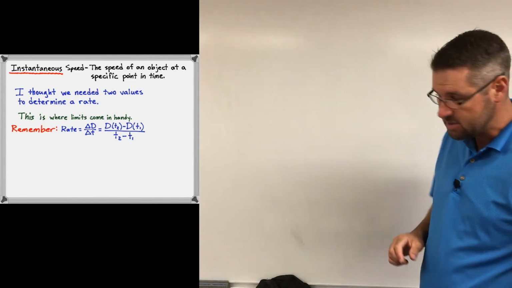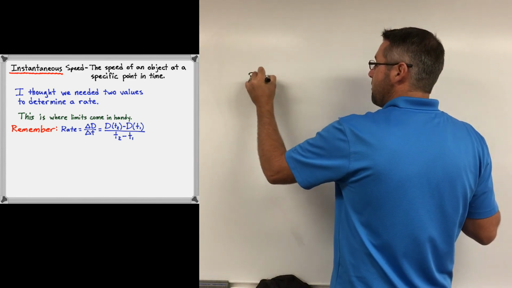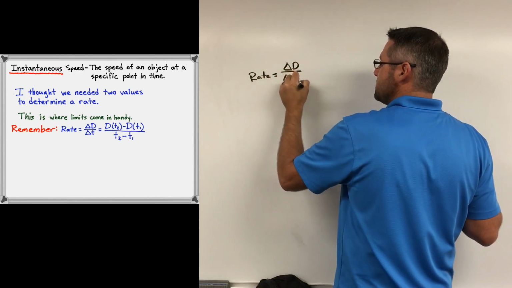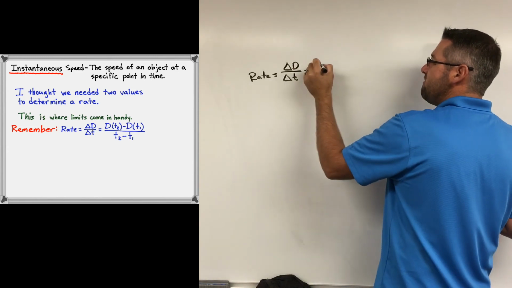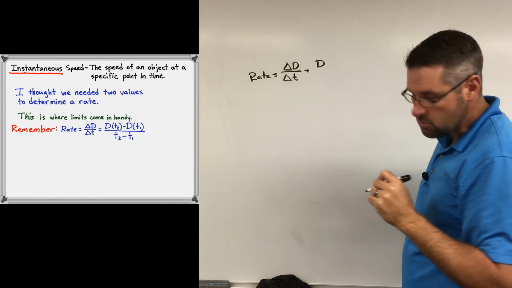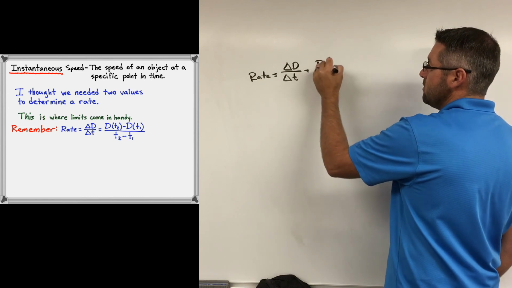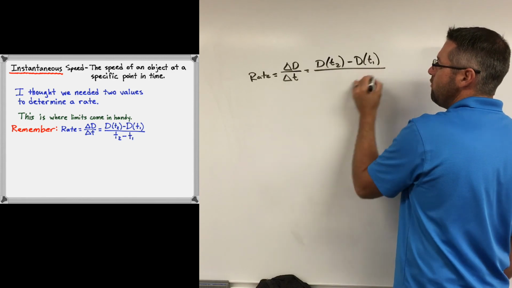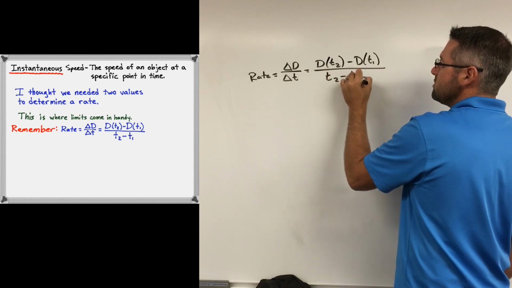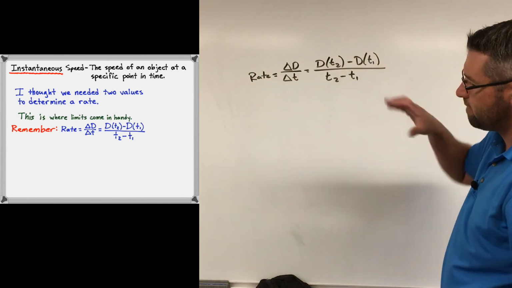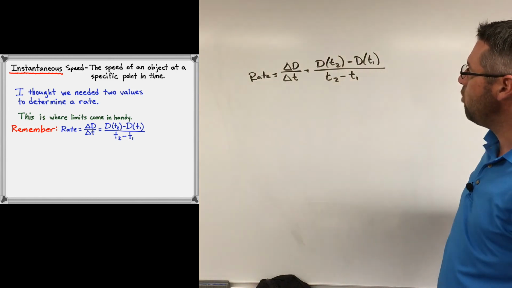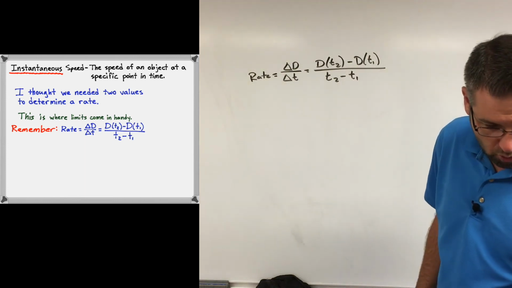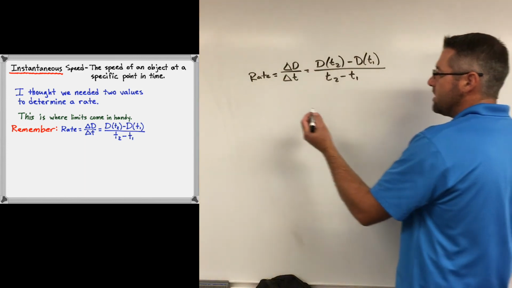Now I'm going to rewrite this down. The rate of something, remember, is equal to the change in the distance over the change in the time. Well, how did we figure that out? We figured out the distance at the second point of time, t2, minus the distance at the first point in time, over the second time minus the first time. That's how we do it. We need two points to do that. But if we only have one point, this is where limits come into play. If we only have one point, how could we do this? Well, we would write it like this.